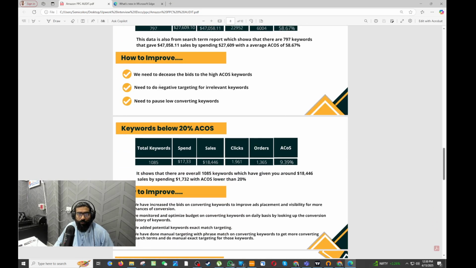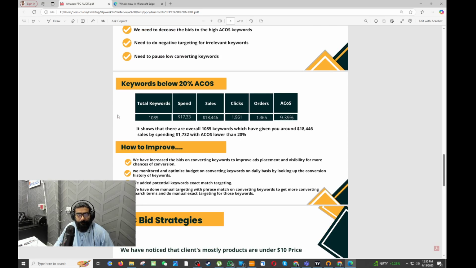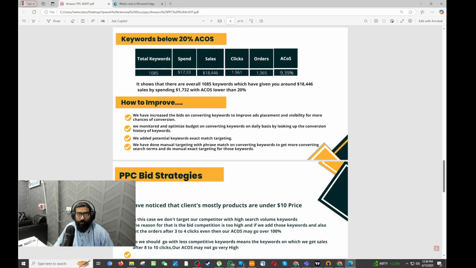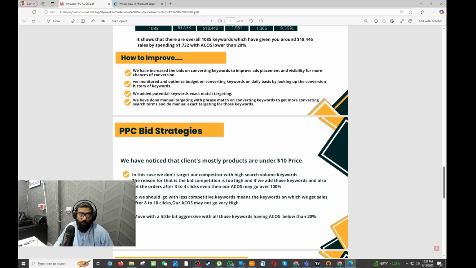So how can we improve that? We need to decrease the bids of high ACOS keywords. We need to do negative targeting for irrelevant keywords. We should pause low converting keywords. Now the keywords which are below 20% ACOS: there were 1,000 keywords below 20% ACOS. We were getting 9.39, which is really great. So how can we improve it?